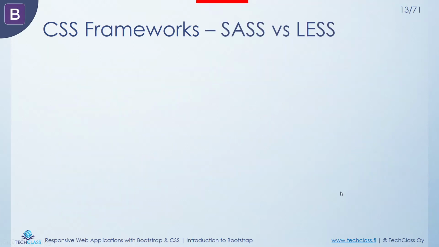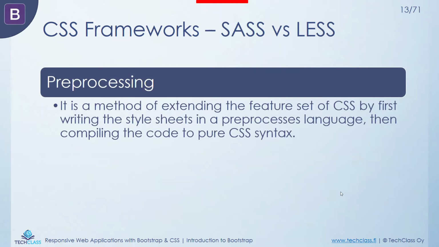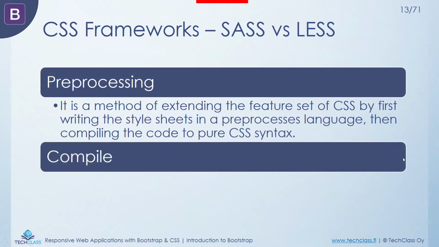Now we want to get a little familiar with Sass and Less. There's a concept called pre-processing, and it's nice to get familiar with it. So instead of writing your CSS code directly, you can pre-process the whole procedure. You write code, then you compile it, and as an output you receive your CSS syntax.